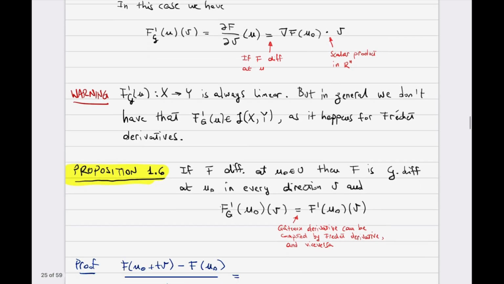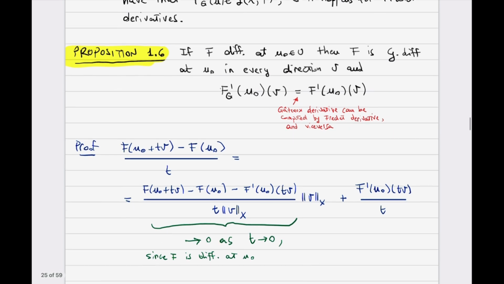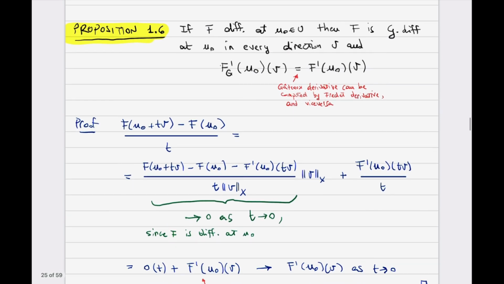Okay, as you can imagine, differentiable functions you can also differentiate in every direction. It holds the same for the Frechet derivative and the Gateaux derivative. So the proposition is as follows: if f is Frechet differentiable at some u0 in U, then f is also Gateaux differentiable at the same u0 and in every direction. Moreover, the Gateaux derivative at u0 coincides with the Frechet derivative at u0.